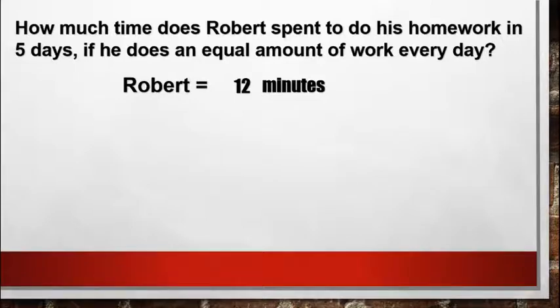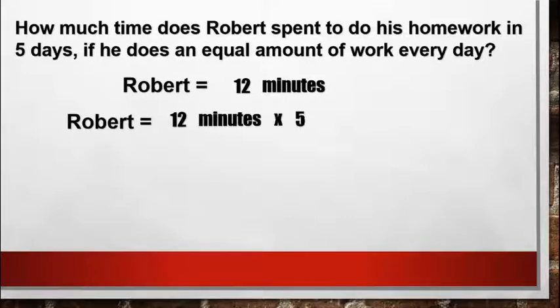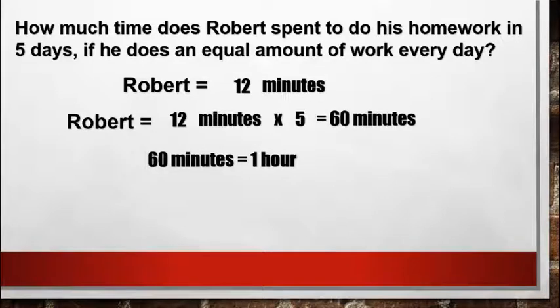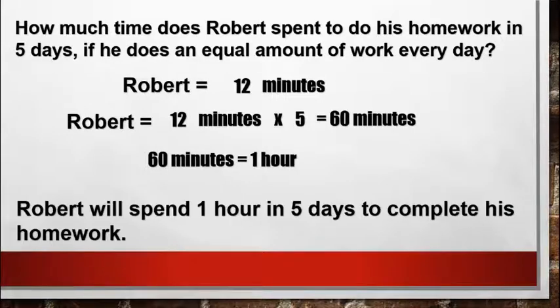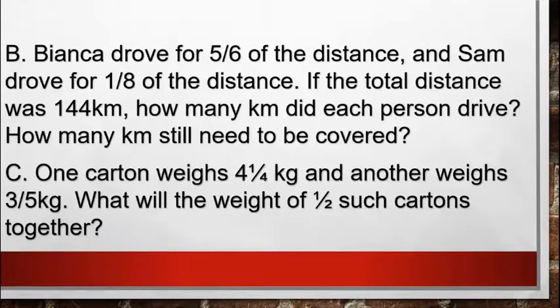Because it's asking for 5 days, we need to multiply. So we can say that 12 minutes times the 5 days that we need to find. Okay, 12 times 5, that is 60 minutes. So we all know that 60 minutes is equal to 1 hour. So we can say that Robert will spend 1 hour in 5 days to complete his homework. So that is our activity A.